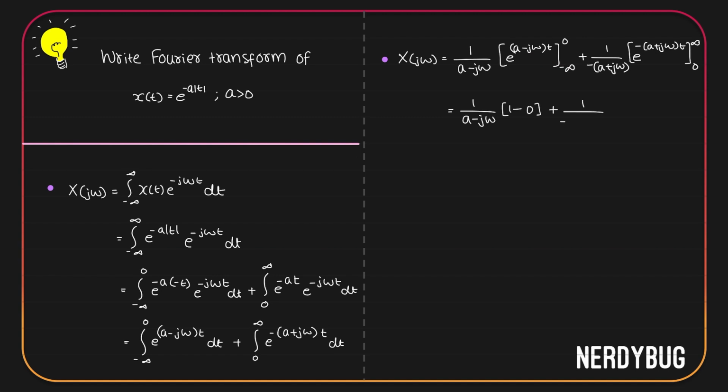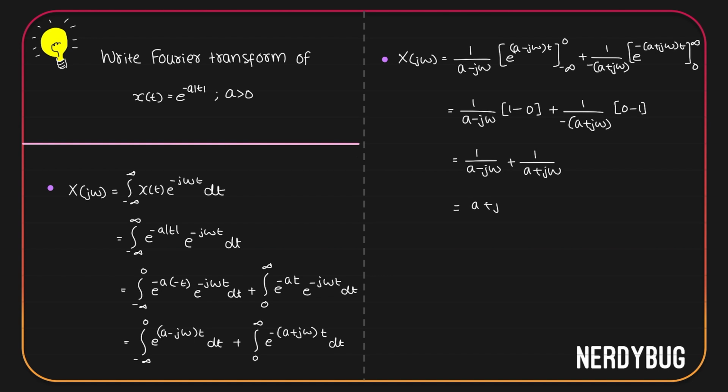plus 1 by minus of a plus j omega. Giving upper limit, this becomes e raised to minus infinity, that is 0. Giving lower limit, e raised to 0 is 1. So this is 0 minus 1. This is simply 1, so we can ignore it. This is 0 minus 1, and we have a negative sign here also. So we can cancel them. So this becomes 1 by a minus j omega plus 1 by a plus j omega.